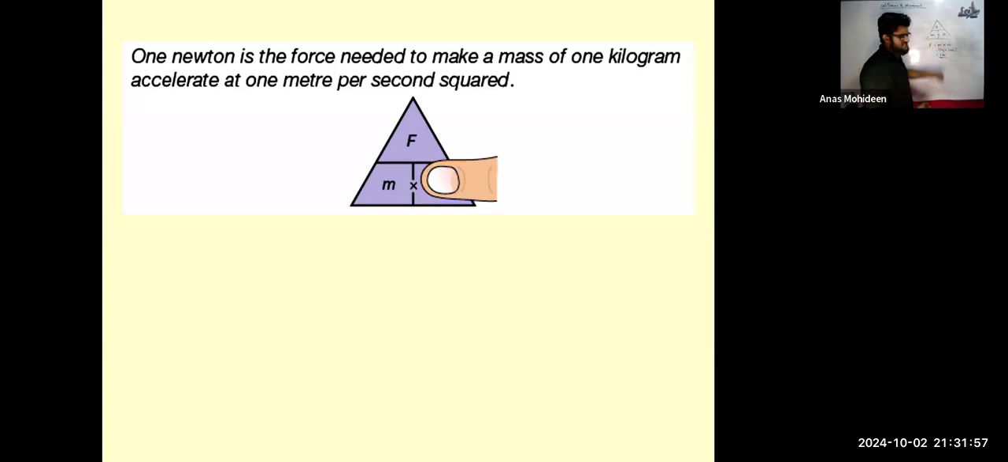1 Newton. So this is what we define as 1 Newton. What is the force needed to make a mass of 1 kg accelerate by 1 m s^-2, 1 meter per square second? That is called 1 Newton. Okay, let's quickly take a note. That's the last part. Definition of 1 Newton.